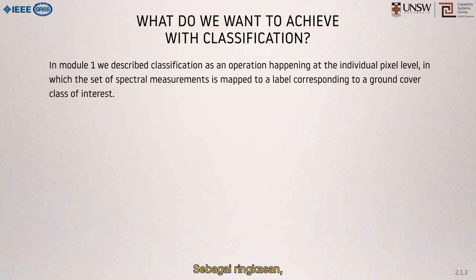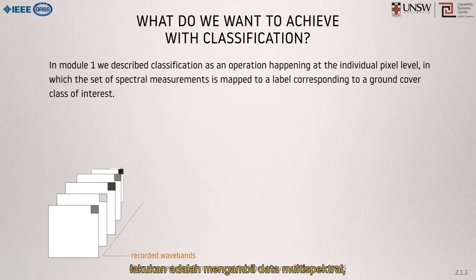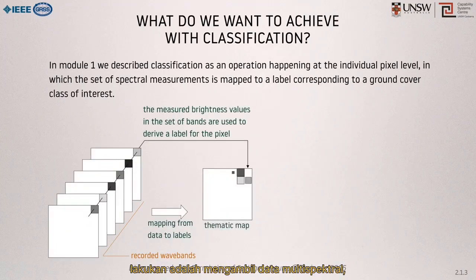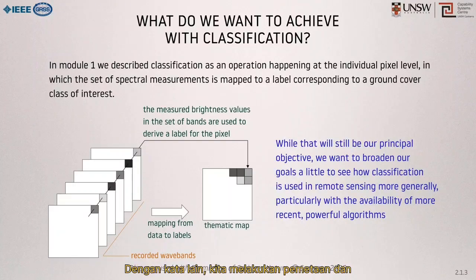By way of summary, recall that what we are doing is taking the multispectral or hyperspectral measurements recorded by a satellite or aircraft instrument and, via an appropriate machine learning technique, producing a map of labels for each of the image pixels. Those labels represent classes of ground cover. In other words, we're doing a mapping from recorded data to a thematic map of labels.